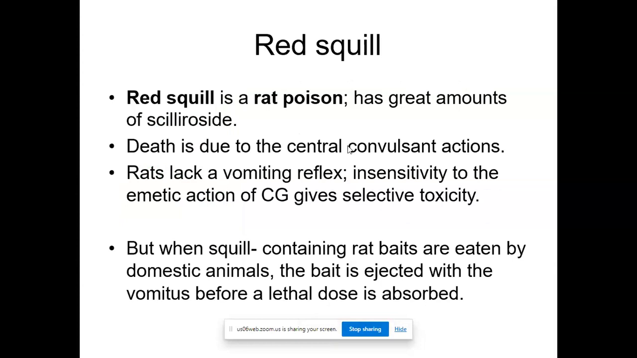Okay. So this red squill is used as a rat poison because it has selective toxicity, because these rats do not have the emetic vomiting reflex. So as it has that effect, they'll end up dying. But for other animals like domestic animals, they'll end up vomiting it before they reach the lethal dose. So that's a good thing.